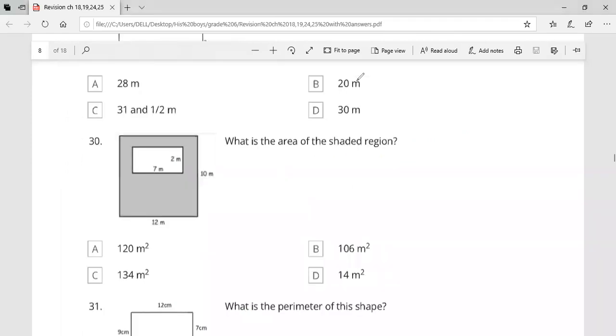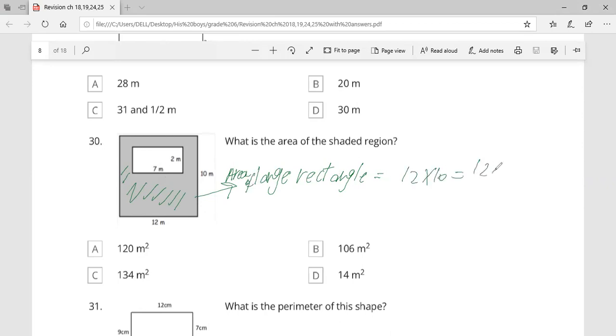Here is, what is the area of the shaded region? Okay, the same. Here is the shaded. How to get it, here is the shaded, this part. We have to find the large square, or large rectangle. Area of large rectangle is 12 multiplied by 10, 120.